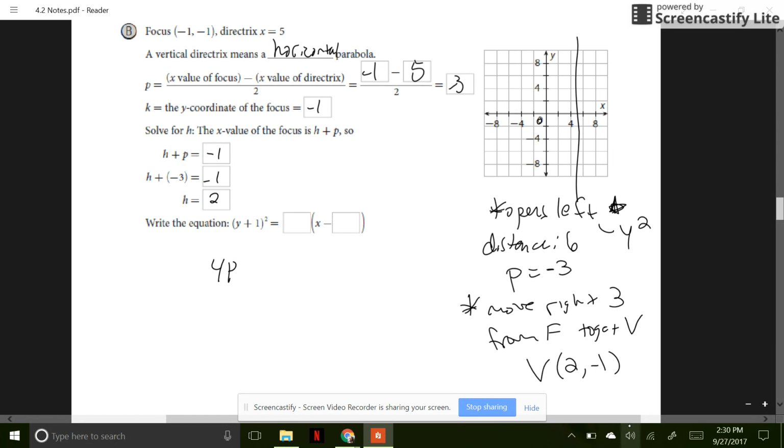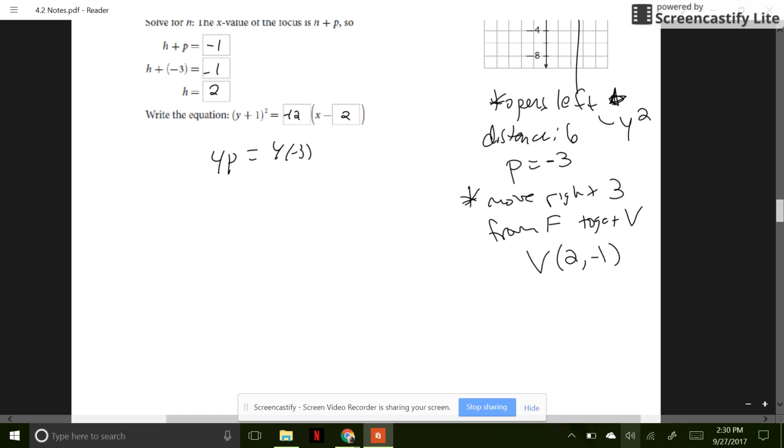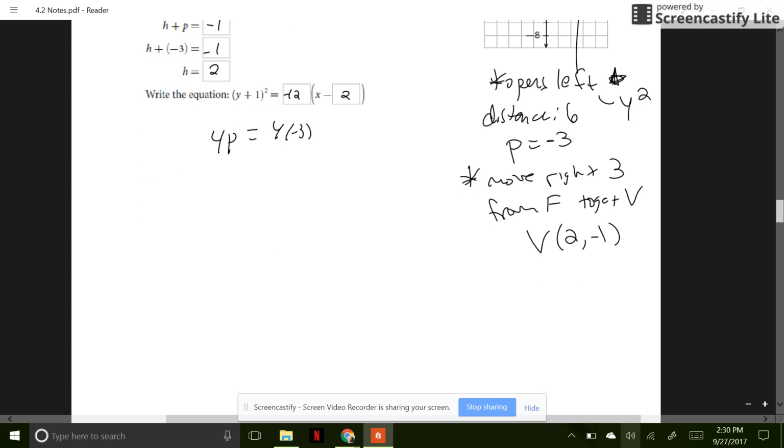So remember, 4p has to be 4 times -3. The y term is squared here, and then our 4p is going to be -12, times x minus 2 based on our vertex coordinates. Again, this is where you have to be very careful if you want to plug this into your calculator to plot points. So we start with y plus 1, squared, equals -12 times x minus 2.